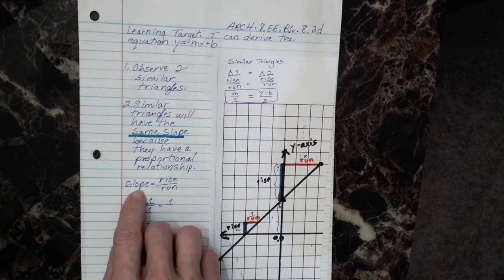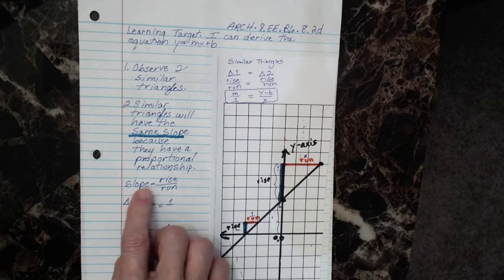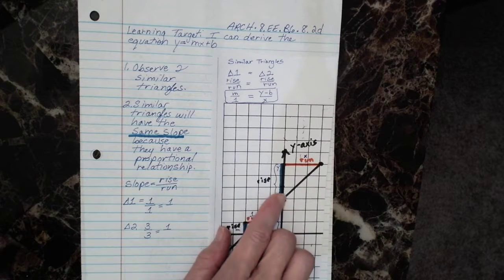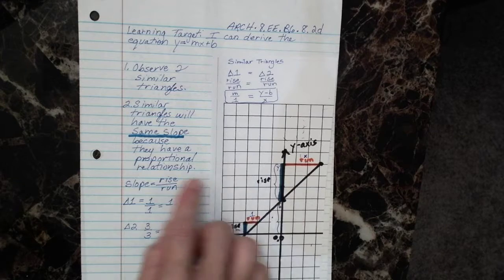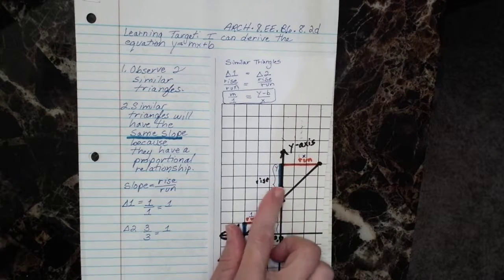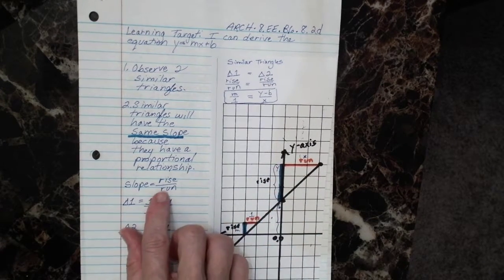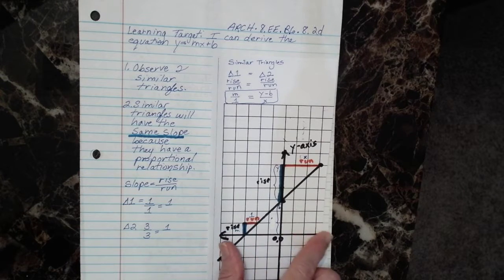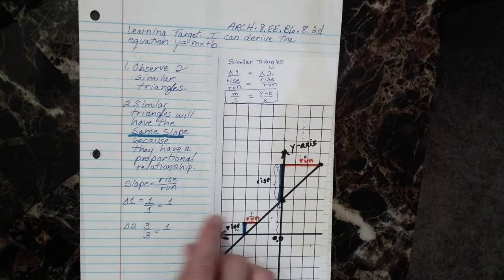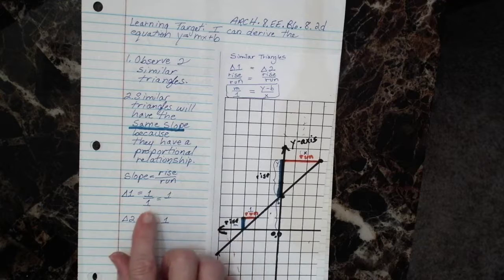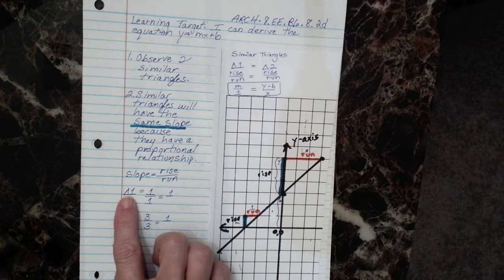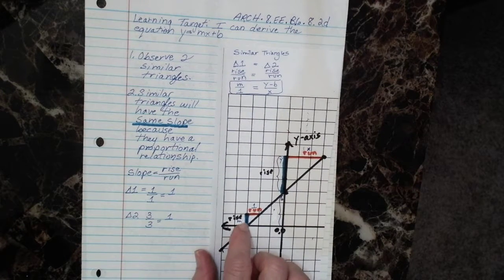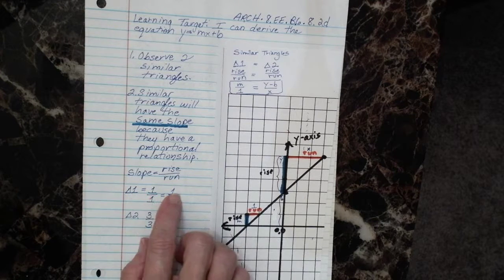Remember, the slope is change in y, also called the rise. We want to know how far we're rising. Even if we're going down, that's still called rise. And then run is whether we move to the right or to the left, so that's our x-axis. For the first triangle, you can count how many squares. It's just one square over one square. So the first triangle has a slope of 1.